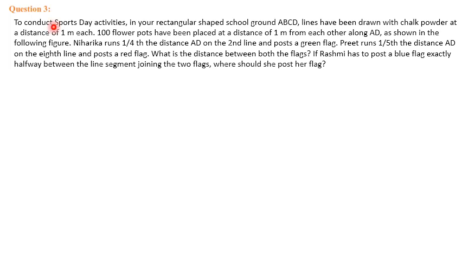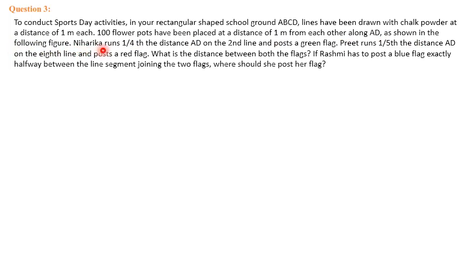So here sports day activities are being conducted in a school. The school ground shape is rectangular and labeled as ABCD. And tracks have been drawn with chalk powder at a distance of 1 meter each, which means each track gap is 1 meter. And 100 flower pots have been placed 1 meter apart along the line AD. There is a figure that will show you, as shown in the following figure.